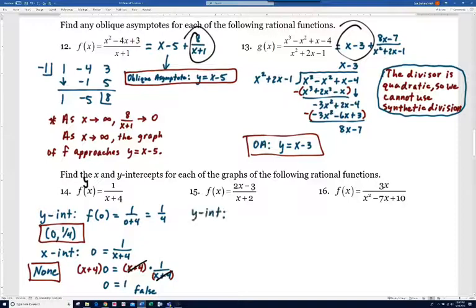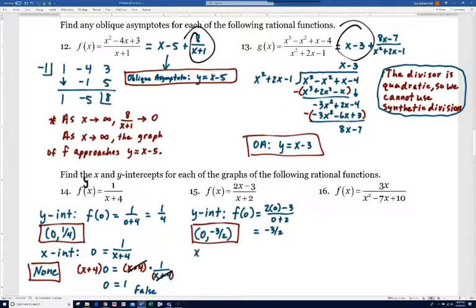For the y-intercept, we'll plug in 0 for the function, and notice you're going to end up with negative 3 over 2. 0 minus 3 is negative 3, and 0 plus 2 is 2. And so our y-intercept is 0, negative 3 halves.